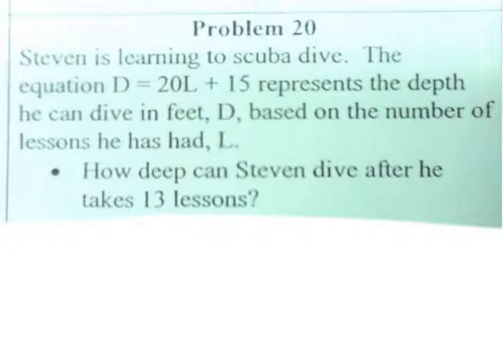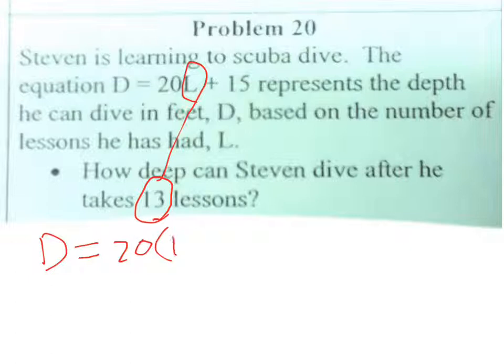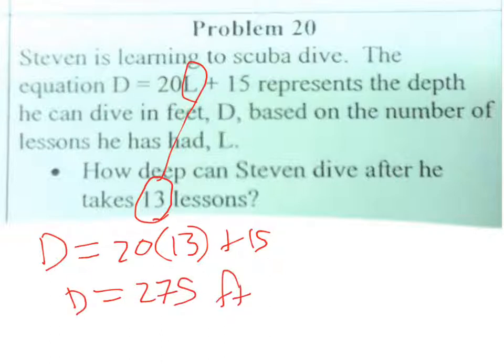Okay, and that brings us to the last one. Steven, learning to scuba dive. He's going to take 13 lessons. Well, that's an L value. So you're going to take this 13, put it in for the L. His total depth, when you times it by 13 and add the 15 on the end, is going to be 275 feet. Ta-da! And there you go.